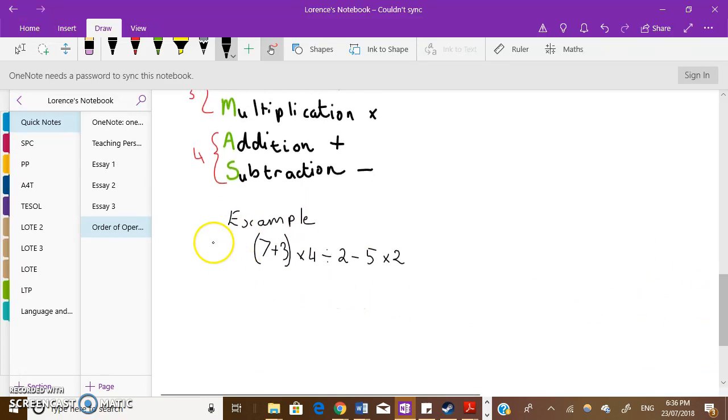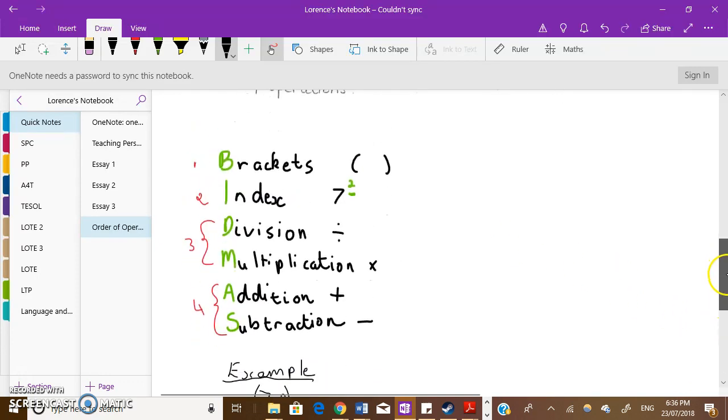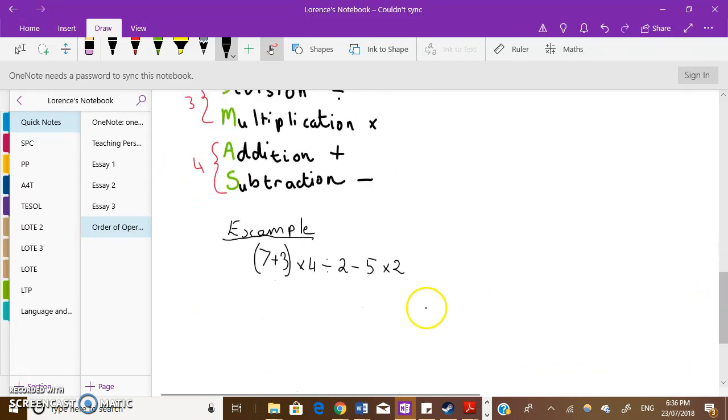So let's start off now. What goes first if we look at the rule? Well, brackets go first. Consequently, we will start with this one here. This one is 7 plus 3. And what we'd get here is 7 plus 3 is 10. Beautiful. And we'll just write the whole line out so you can see. Times 4 divided by 2 minus 5 times 2.